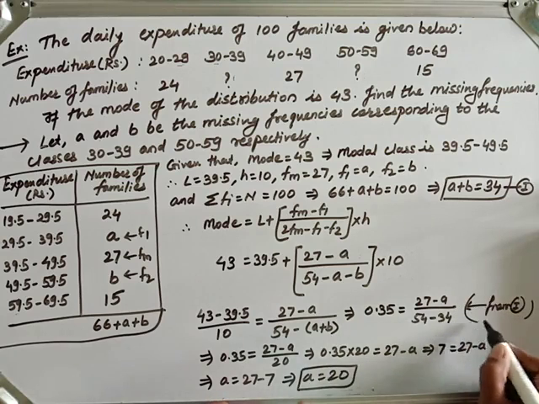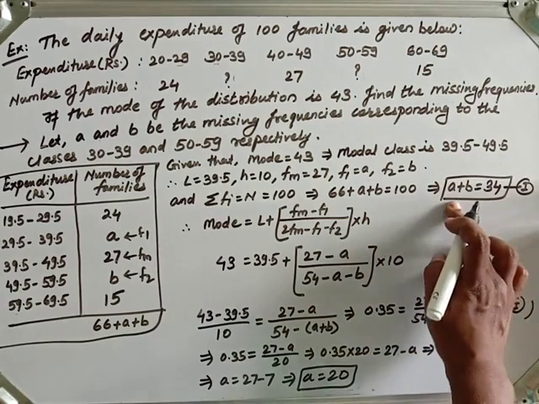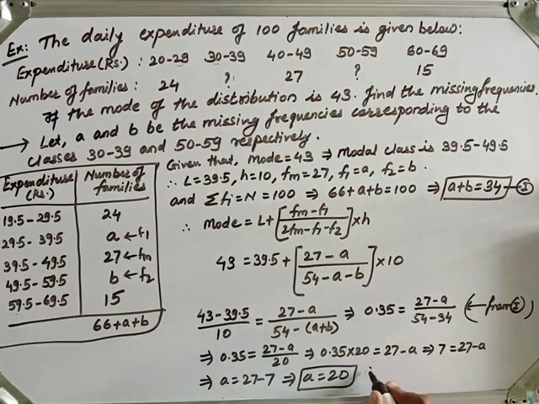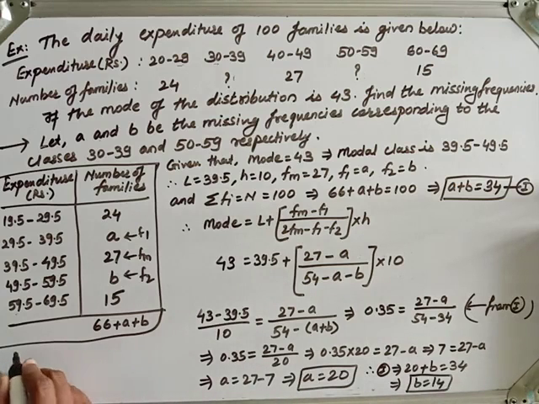Here I can write the reason from 1. We have used this value 34 here from 1. Fine. So now A is equal to 20. Let us put that value in equation 1. We get B. So 1 implies 20 plus B is equal to 34. So B is equal to 34 minus 20. So it will be 14. B is 14.